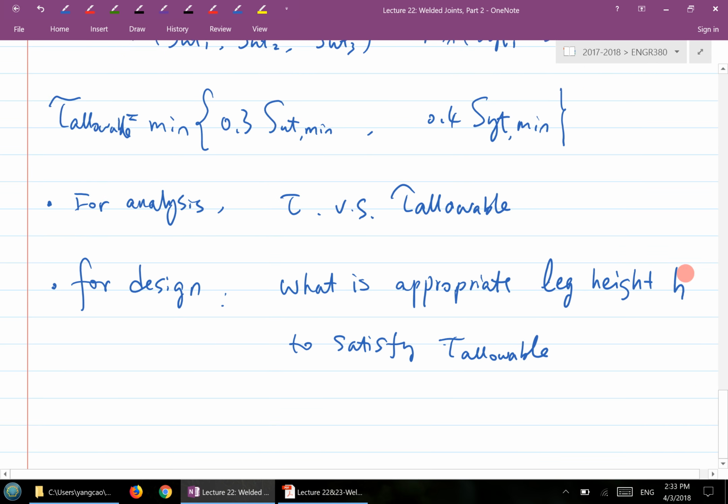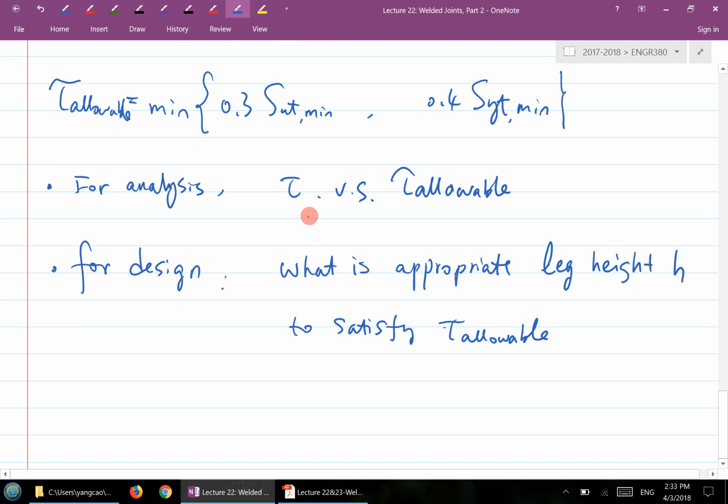In other words, if you think back to the analysis, when you calculate the tau, it is going to be a function of this leg height h. You let it equal to this tau allowable, and then solve for h. So that's what you can tell the welder: go ahead, weld this joint with that geometry and this leg height. This leg height could be a quarter, could be a 3/8, whatever. That's basically what you would tell the welder to do the joints. So those are the two different types of questions for welding joints.